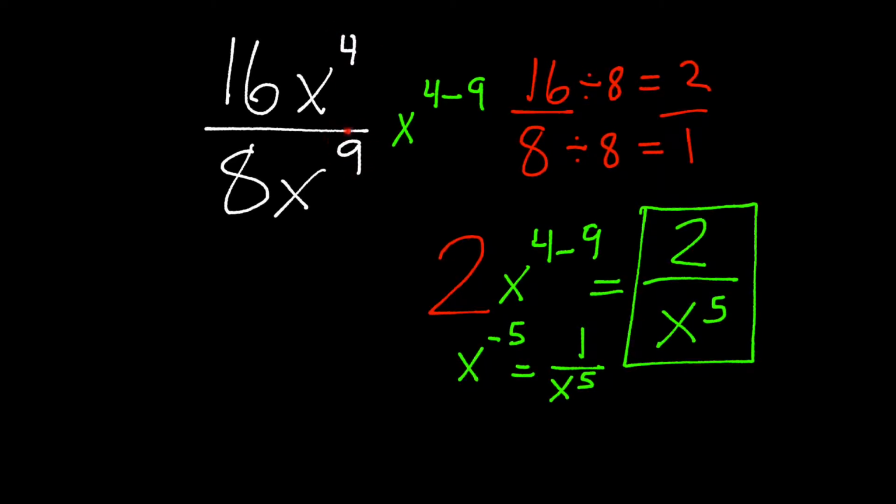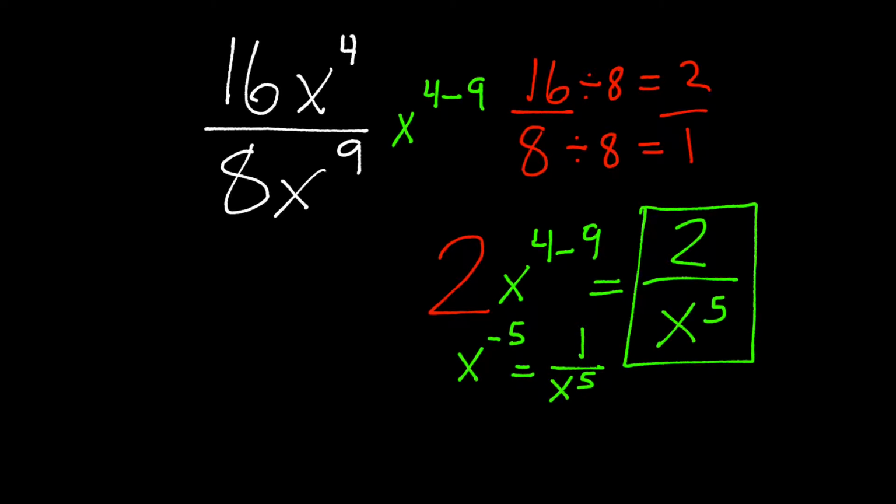And when our higher power is on the bottom, it stays on the bottom in our answer. So that still came true with this. All right, now let's try another type, because these are just monomials. What if we have binomials or trinomials that we're trying to simplify?